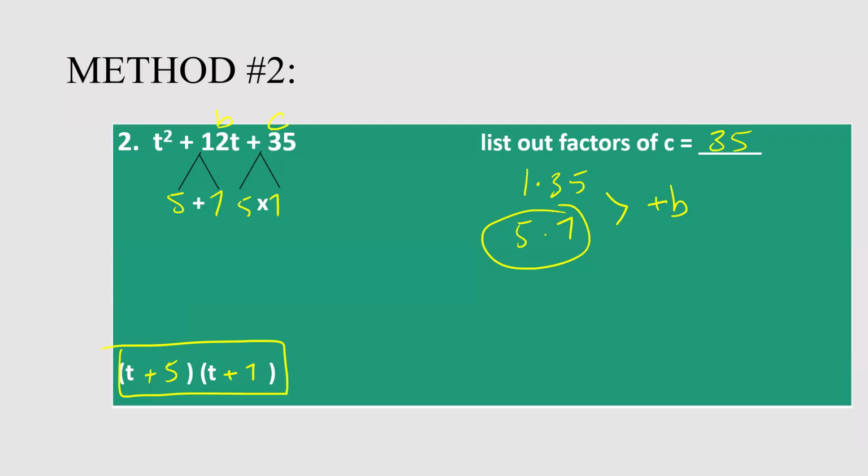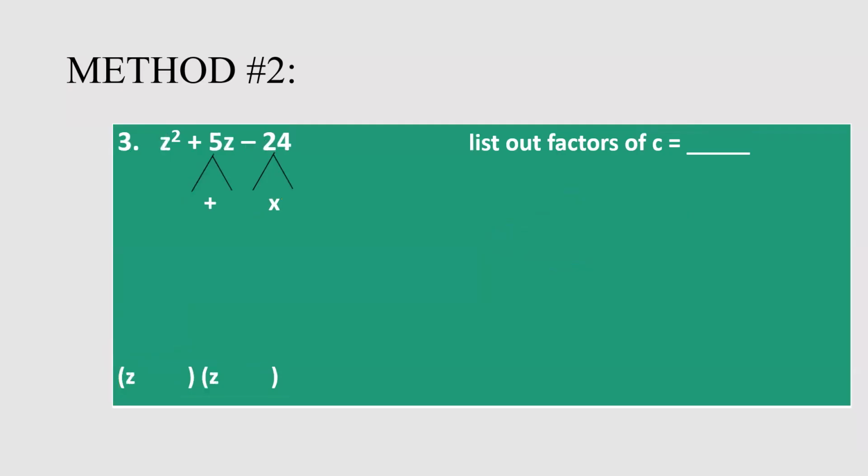So guess whose turn it is now? It's yours. All right. So you have z squared plus 5z minus 24. Find its binomial factors because there's no GCF, right? So now we're going to see, is there a binomial factor?